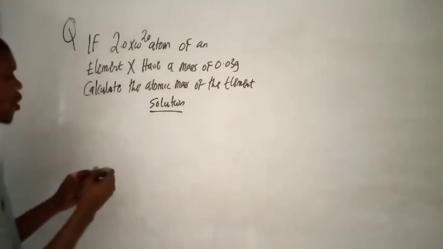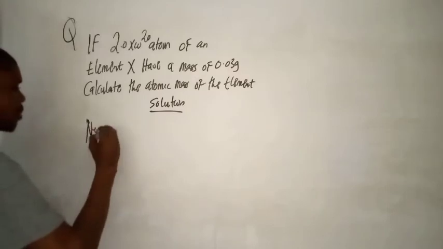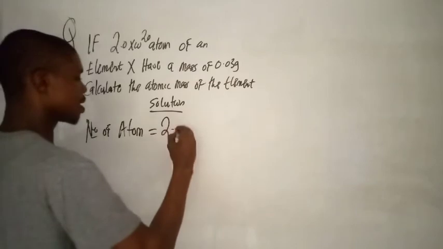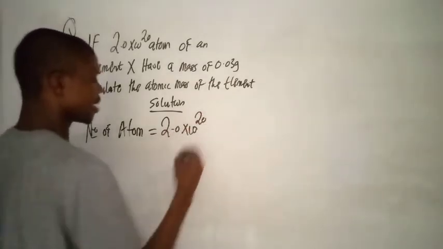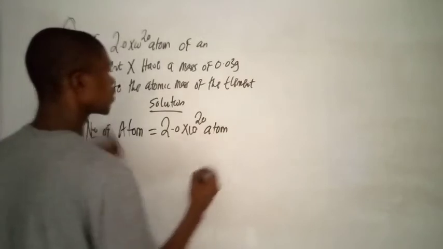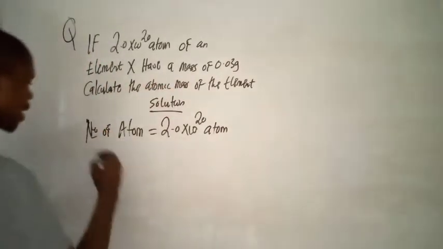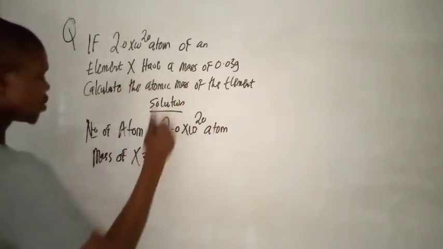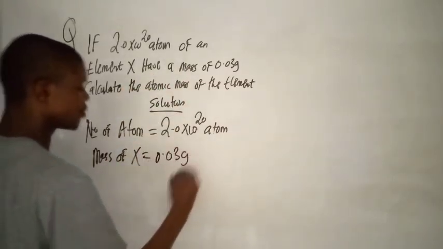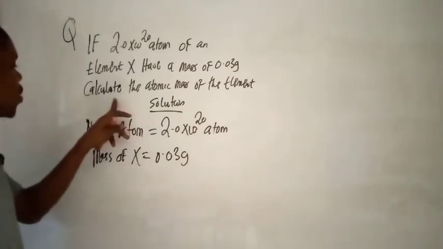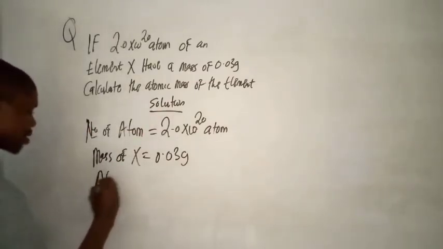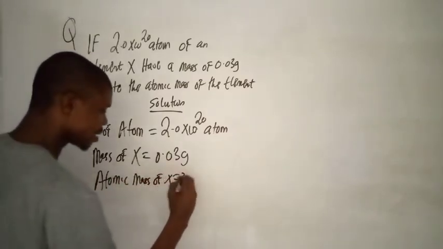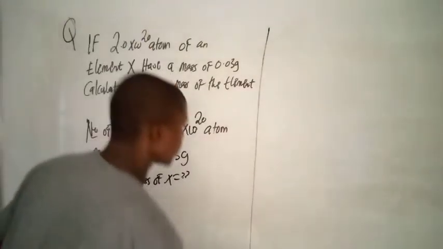So now here they give us the number of atoms, which is 2.0 × 10^20 atoms. And they give us the mass of the element X, which is 0.03 gram. Now they say we should calculate the atomic mass of X. That is what we are looking for.